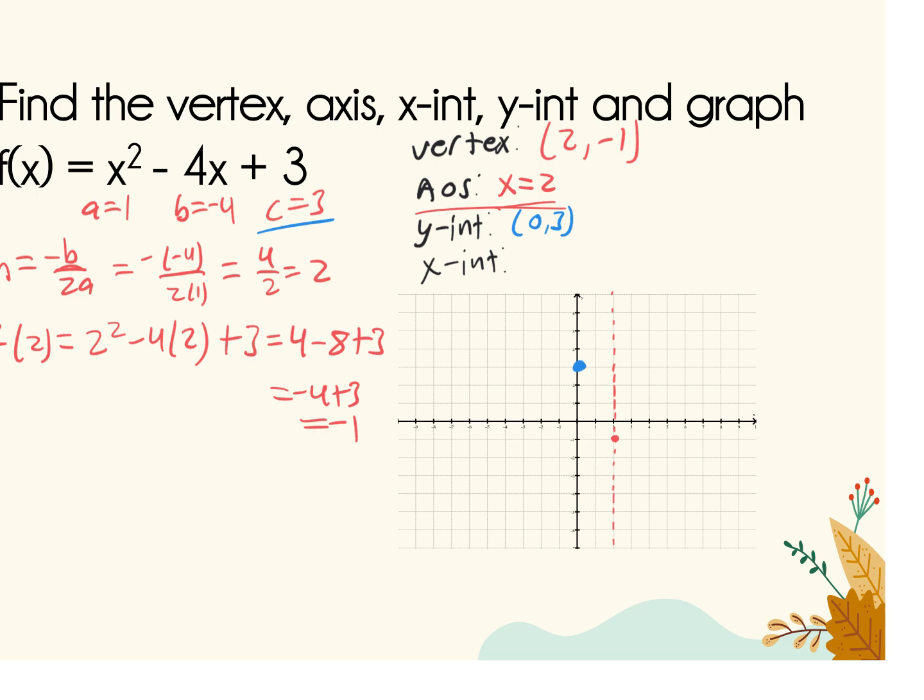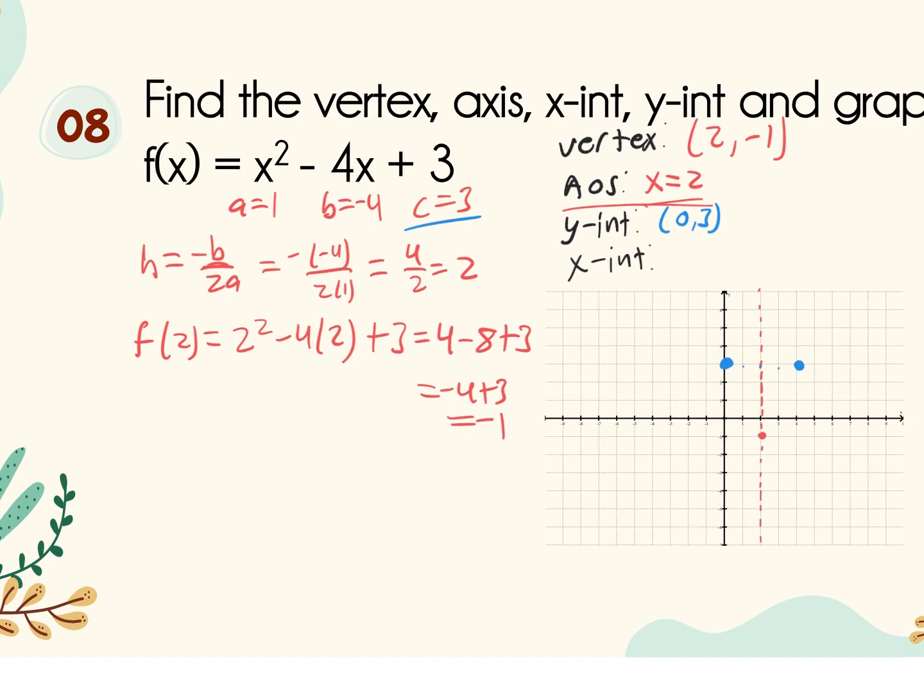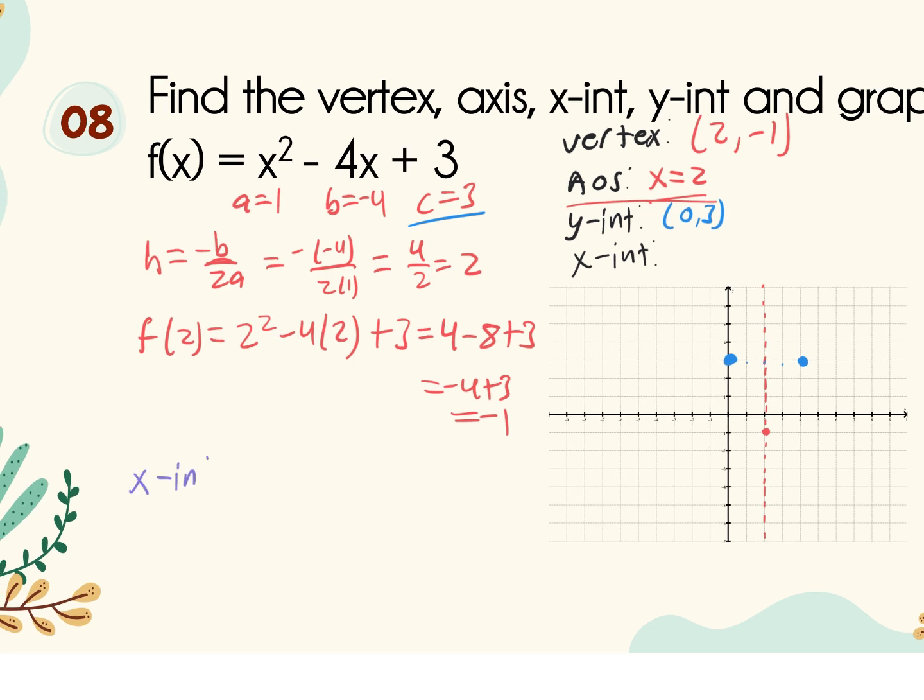And so we can use symmetry to find another point, right? So we know that this point is 1, 2 units from the axis of symmetry. So let's go 1, 2 units on the other side. So we have another point. All right, and now let's find our x-intercepts.